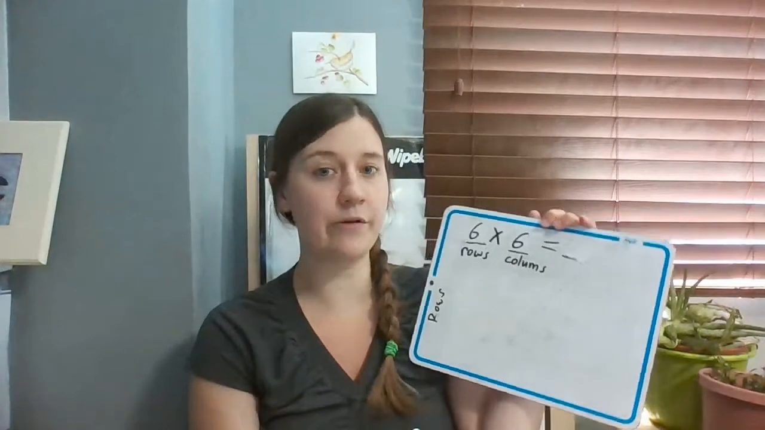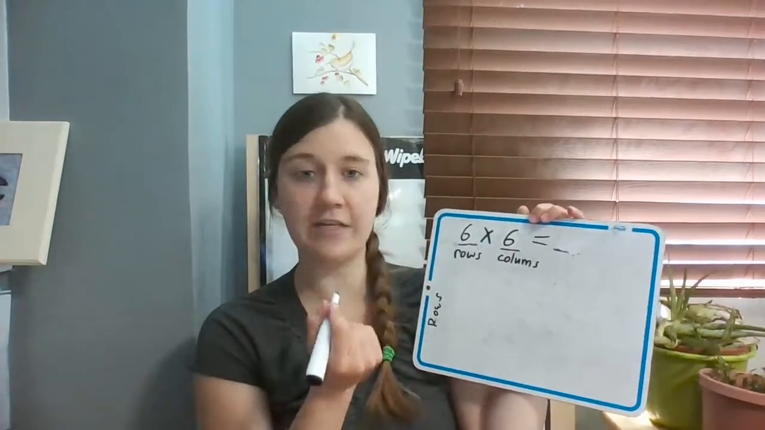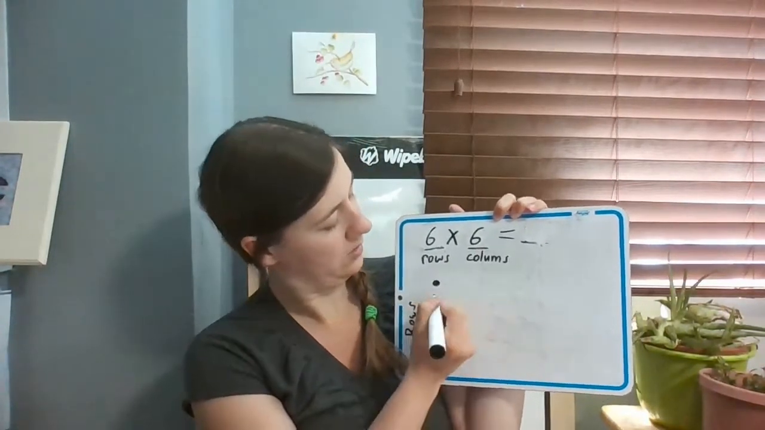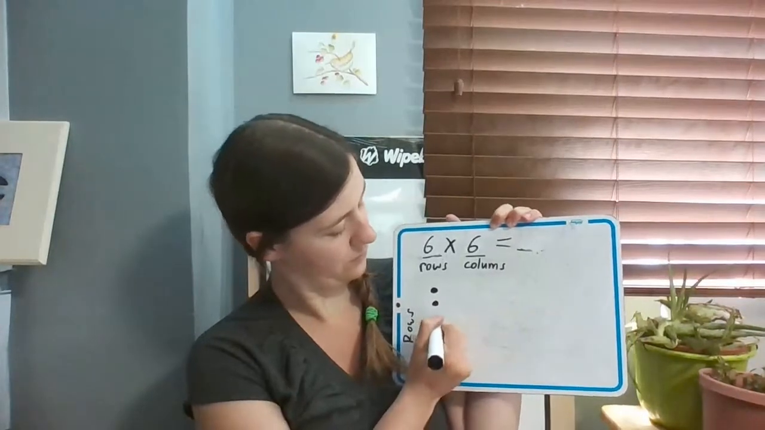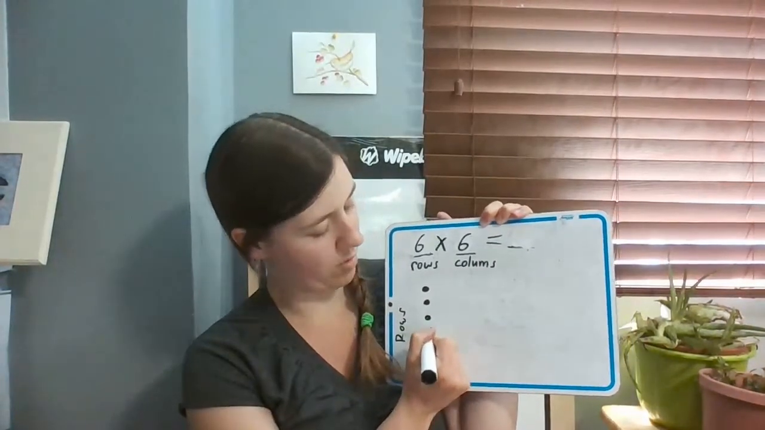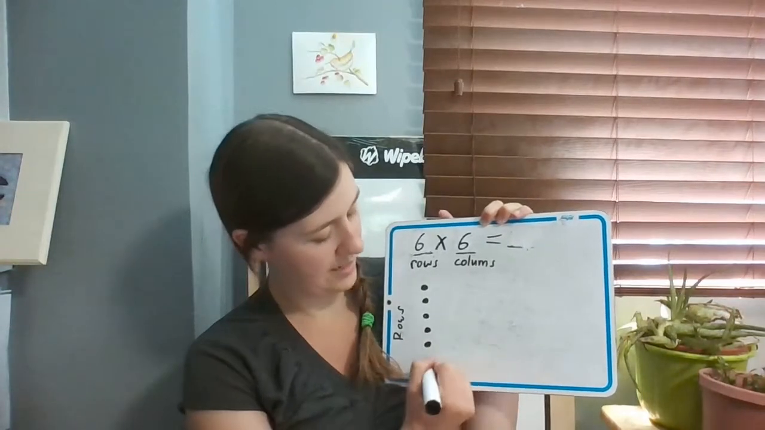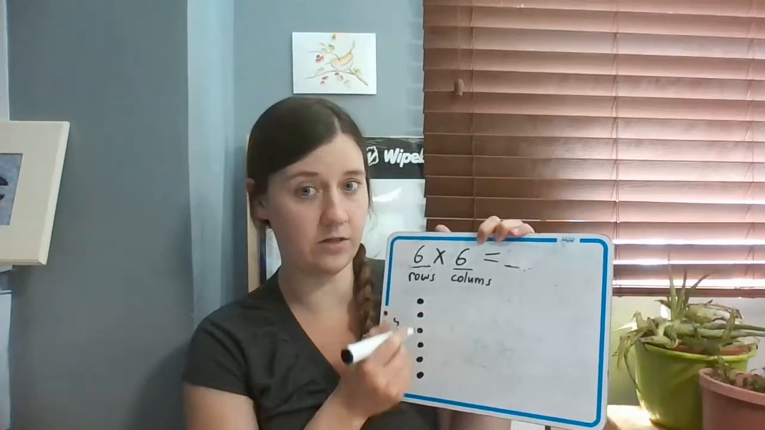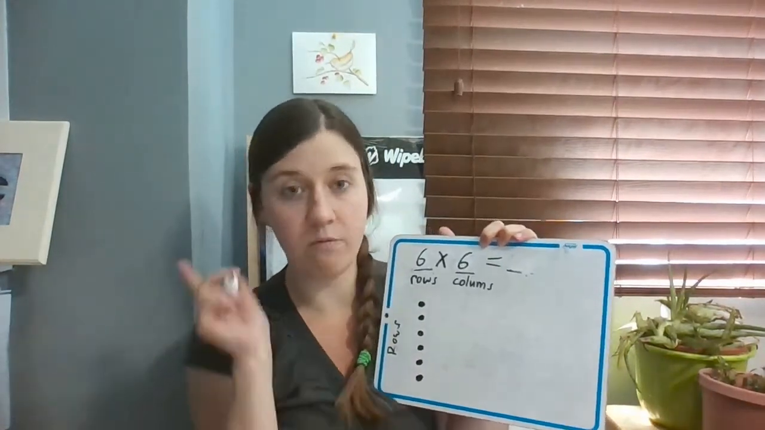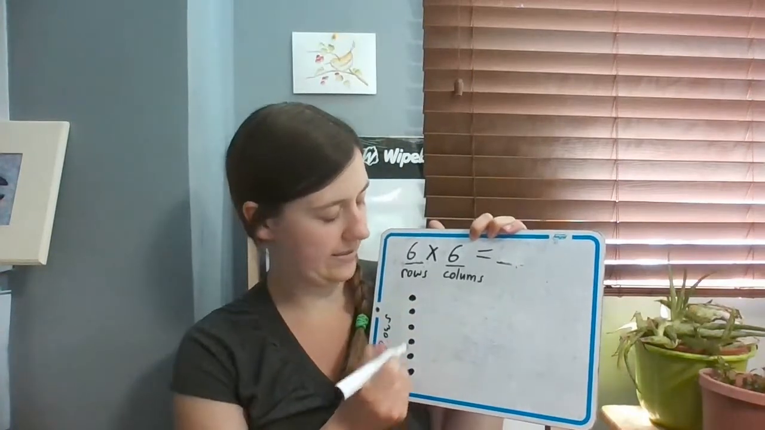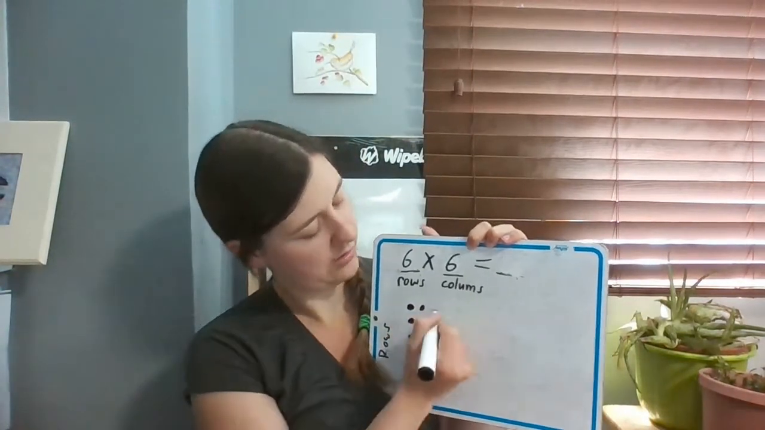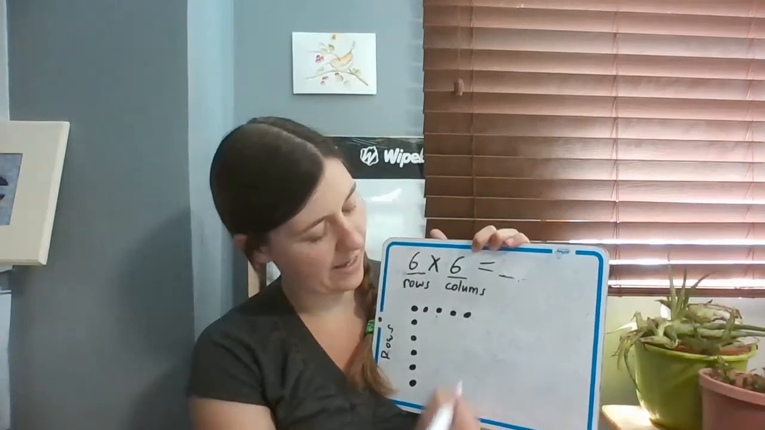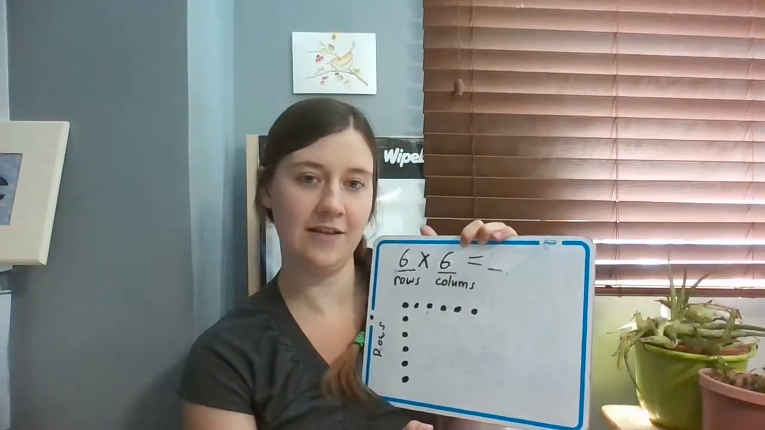I need 6 rows first. So just like every time, we're going to do 6 dots. 1 row will go this way. 2 rows will go this way. 3 rows. 4 rows. 5 rows. And 6 rows. Now I need my columns. Does this one count as a column? Yes, I already have one column. 1, 2, 3, 4, 5, 6. Now let's fill it in.